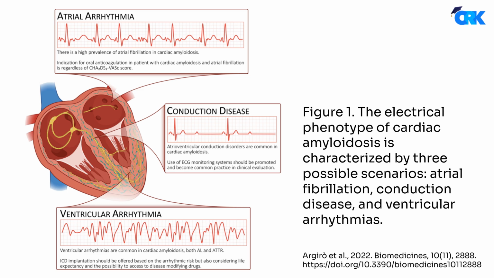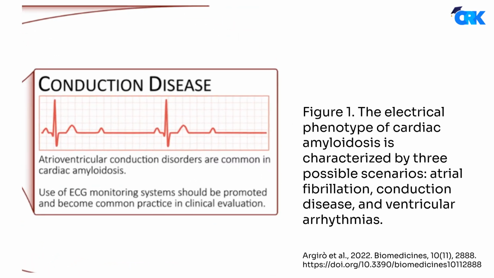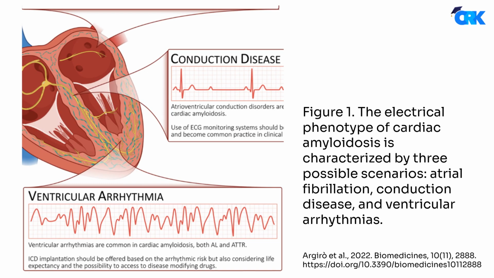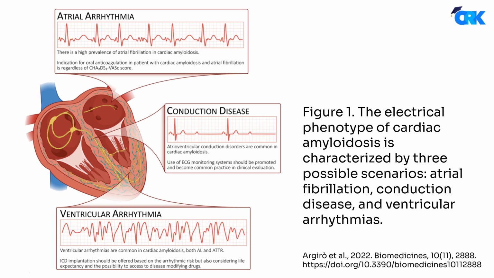Figure 1 on screen illustrates this electrical phenotype with examples of atrial fibrillation, conduction disease, and ventricular arrhythmias, all typical in cardiac amyloidosis.